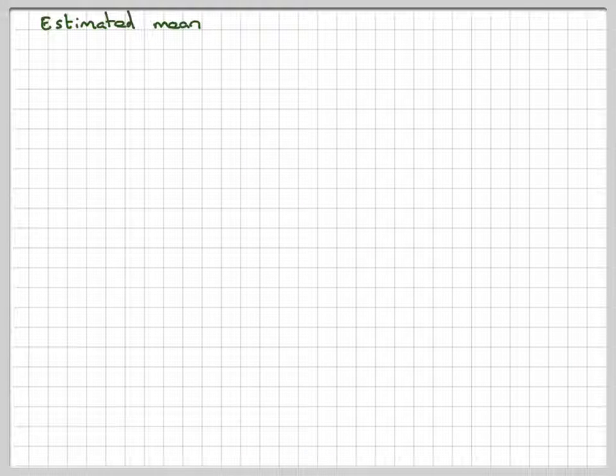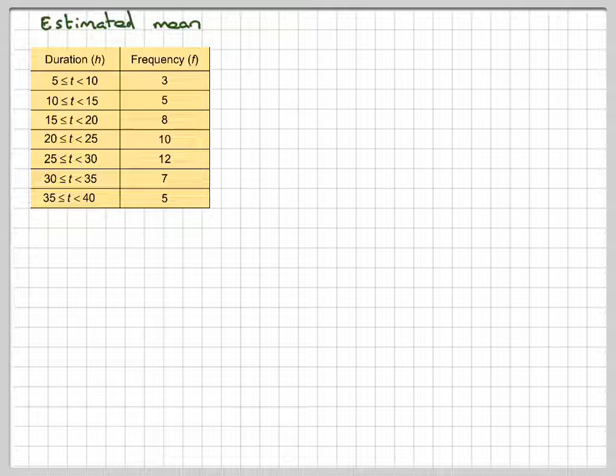So the estimated mean is going to be, here's our table. The thing is that the data has been grouped into classes from 5 to 10, 10 to 15, 15 to 20, 20 to 25, 25 to 30, 30 to 35, and 35 to 40. And this is the frequency. So some of the original meaning of the data has been lost. Now, in order to solve this problem, you need to create some extra columns.